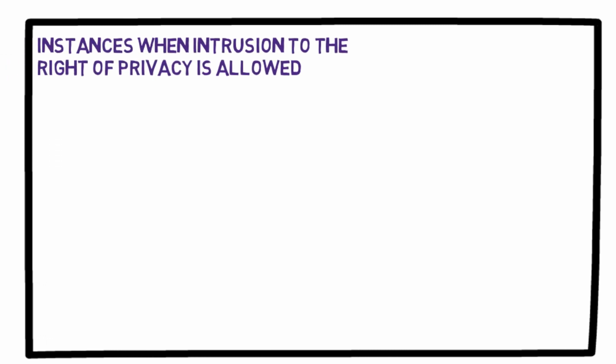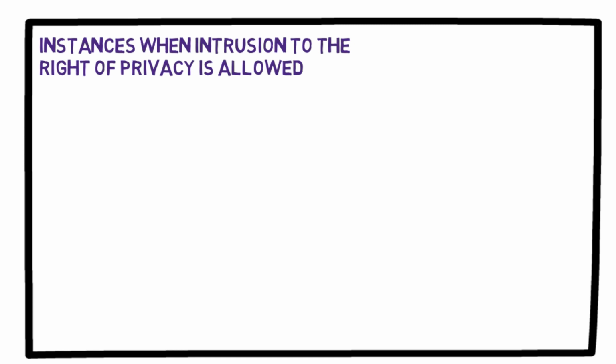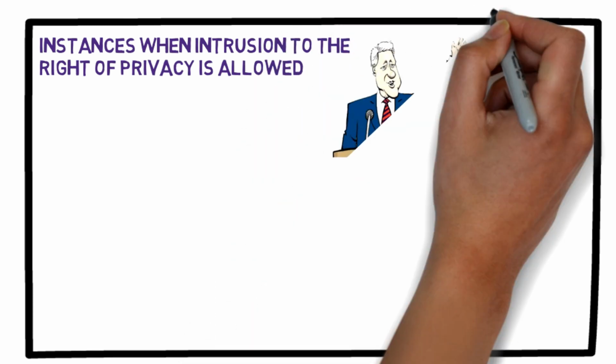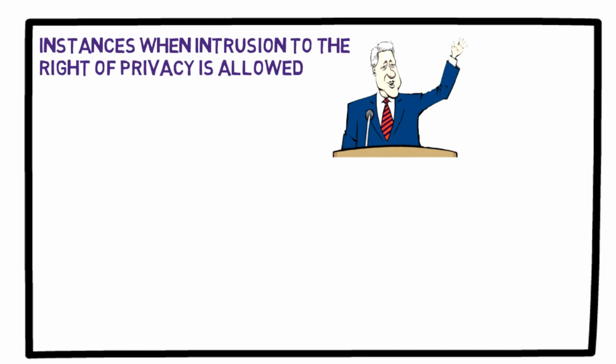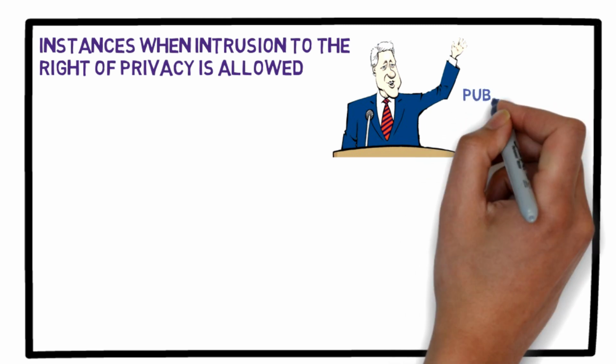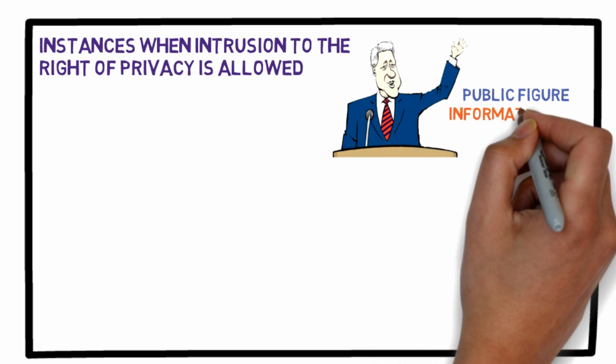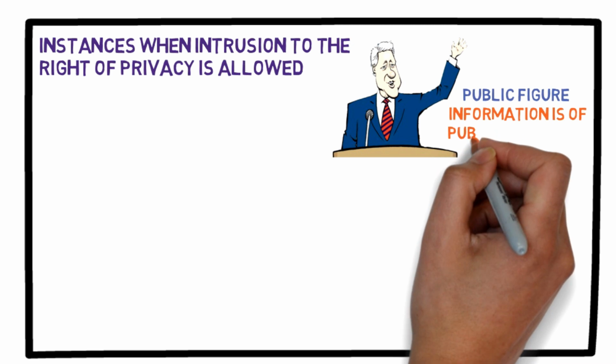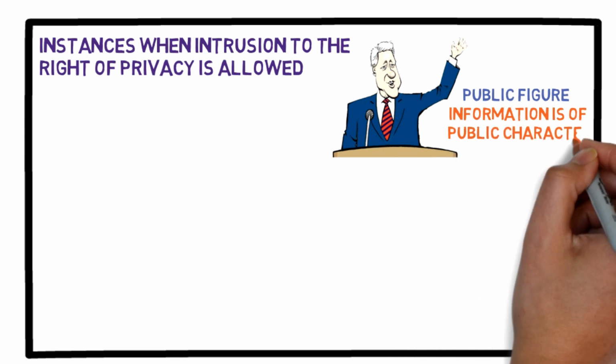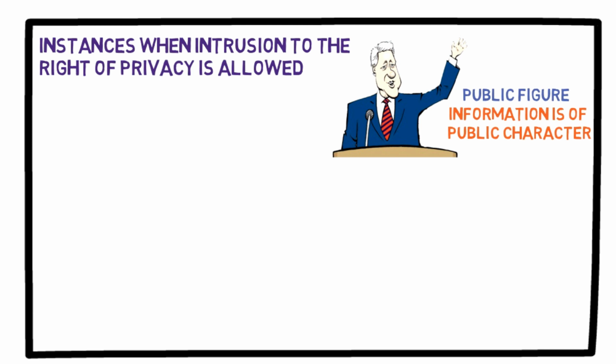Instances when intrusion to the right of privacy is allowed. A limited intrusion into a person's privacy has been regarded as permissible, where that person is a public figure and the information sought to be elicited from him or to be published about him is of a public character. Examples of public figures are public officials who work for the government. Briefly put, the right to privacy cannot be invoked to resist publication and dissemination of matters of public interest.